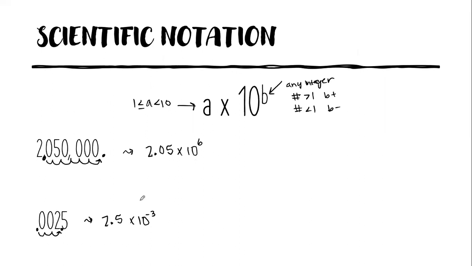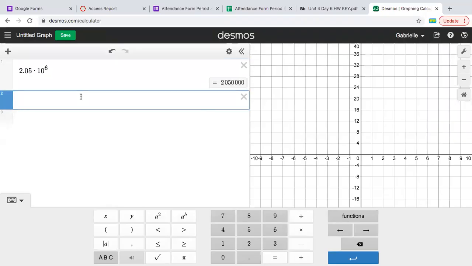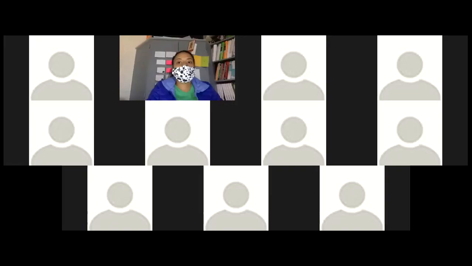Again, I can go check that answer in Desmos. 2.5 times 10 to the power of -3. And there's my number, 0.0025. Okay, so you have resources, use them. Desmos is a great resource.